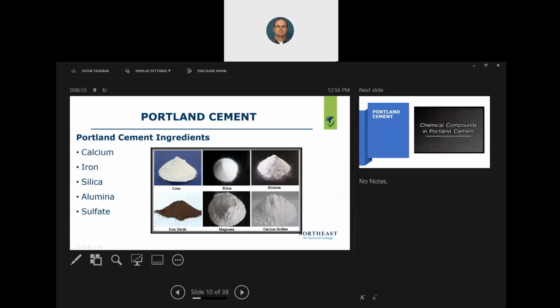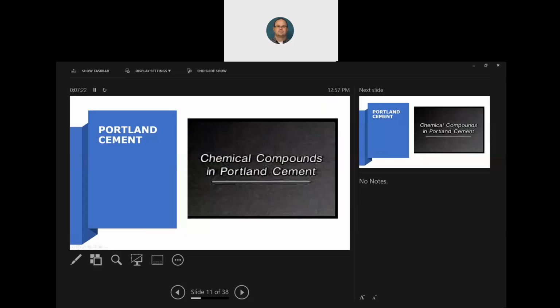All right. So Portland cement ingredients: the main ingredients are calcium, iron, silica, alumina, and sulfate. So where do we get all these? Bedrock. We get those all from bedrock. I found this online, so sometimes they call it magnesia, another one, silica, alumina, calcium sulfate is another one, lime. Lime is another one. All right, so here's another video.